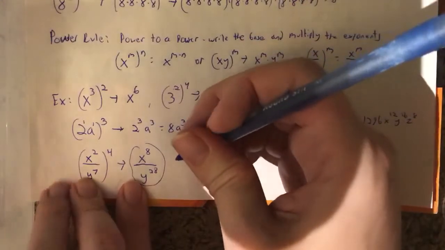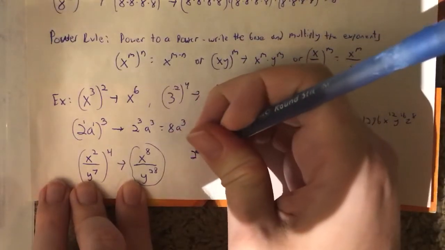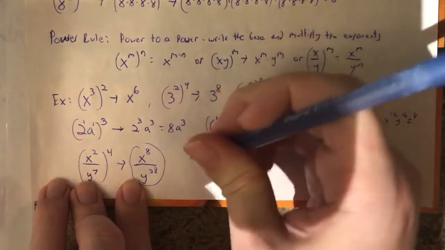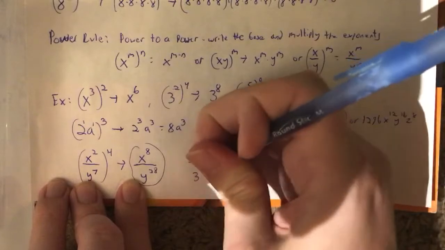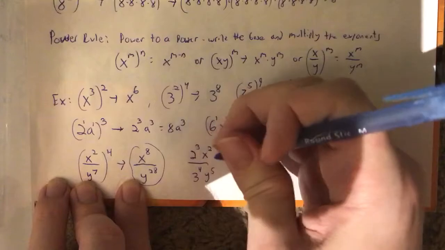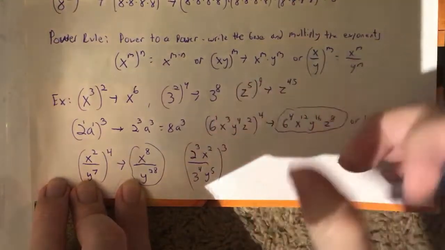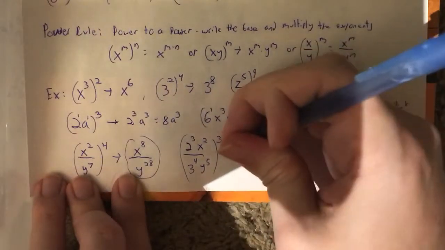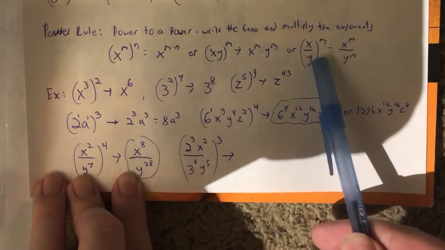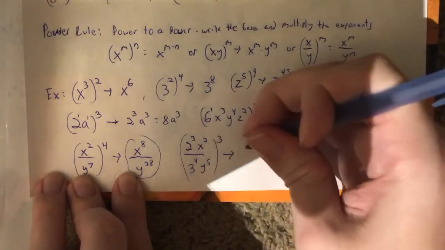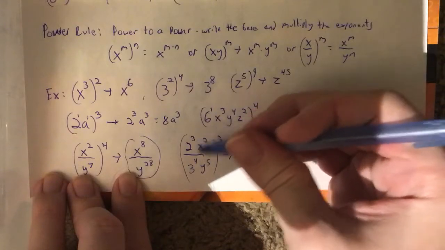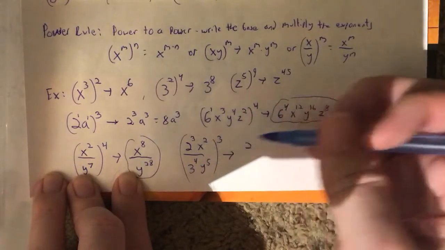Another one. Let's do 2 cubed x squared over 3 to the 4th, y to the 5th, and let's just do this cubed. So each piece, I follow my division rule for powers. Okay, I'm going to start with the 2. Every piece has an exponent with the base, so if it didn't, I could put a 1 there to help you. So I start with the 2.